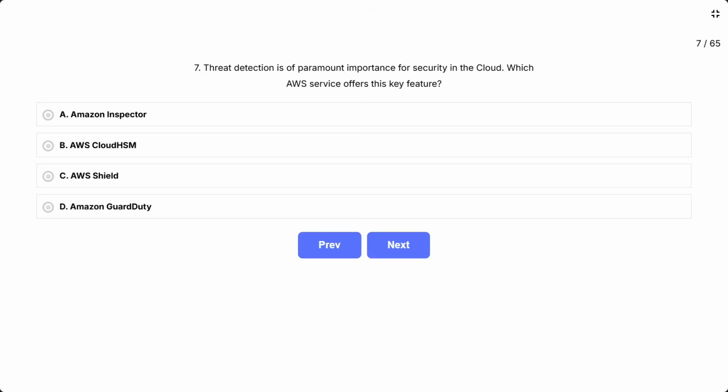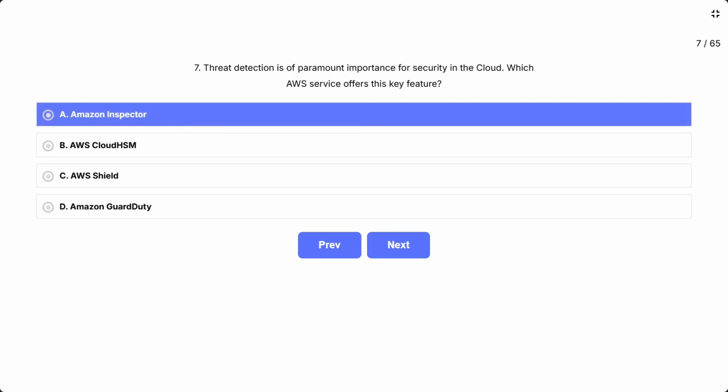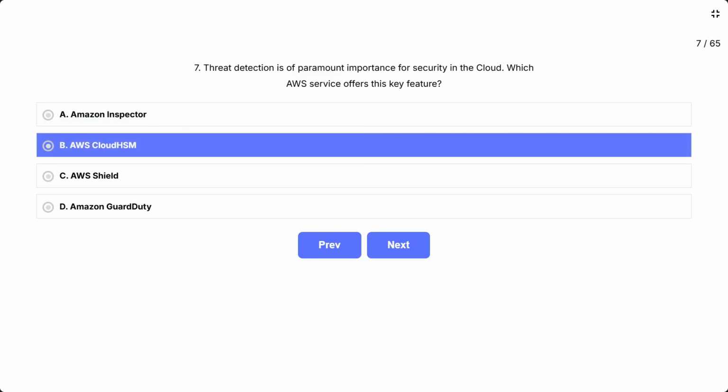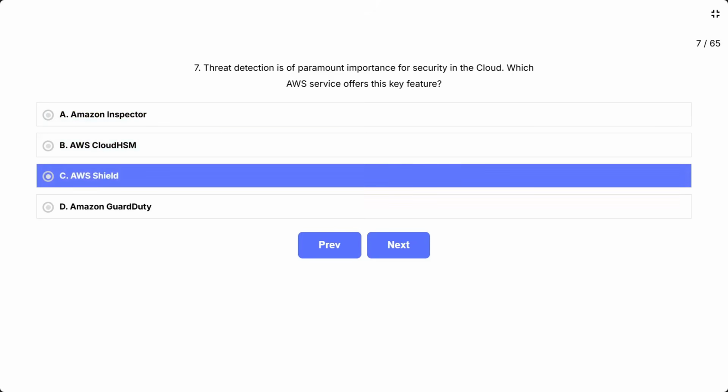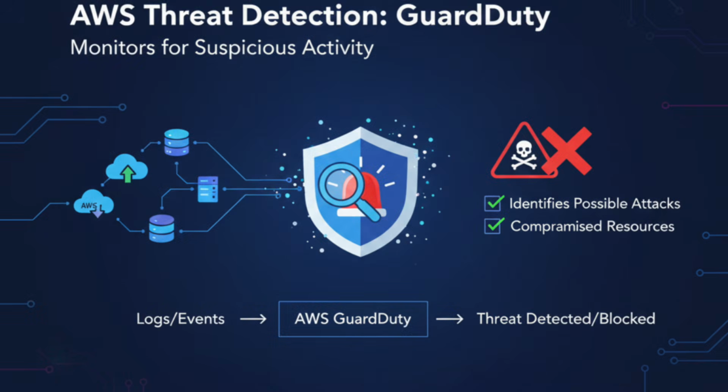Question 7. Threat detection is of paramount importance for security in the cloud. Which AWS service offers this key feature? The options are A, Amazon Inspector, B, AWS CloudHSM, C, AWS Shield, D, Amazon GuardDuty. This question is asking which AWS service is mainly focused on detecting threats and suspicious activity in your AWS accounts and workloads. Think about a service that monitors logs and events to identify possible attacks or compromised resources.